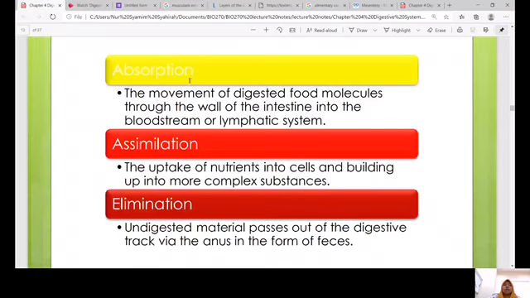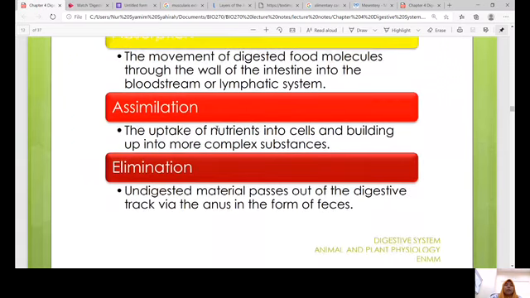Absorption is the movement of digested food molecules through the wall of the intestine into the bloodstream or the lymphatic system. And assimilation is the uptake of nutrients into cells and building up into more complex substances. So assimilation is actually the absorption of food or nutrients by the body or any biological system. Normally this process happens in the small intestine.